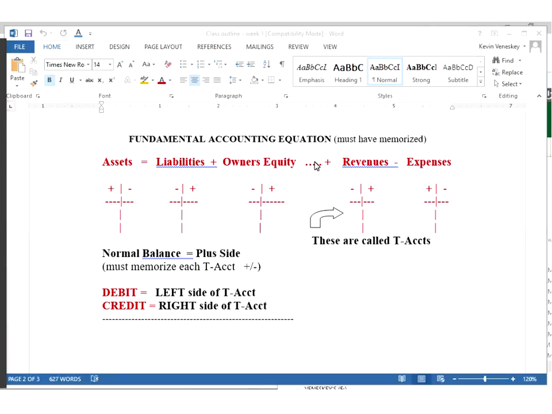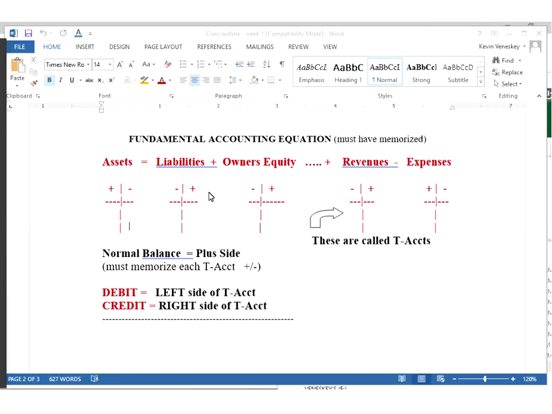I call the 5 things up here the parent accounts, because everything that happens in accounting is going to go underneath one of these 5 parent accounts. Underneath each one of these 5 is a whole bunch of individual, more specific accounts. For example, under the assets, we have things like cash and equipment, whereas under liabilities, we have things that we owe, like accounts payable.